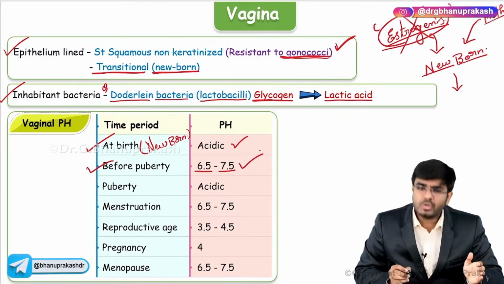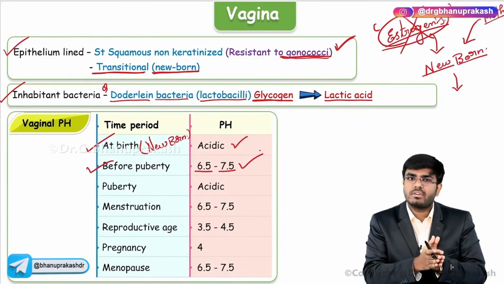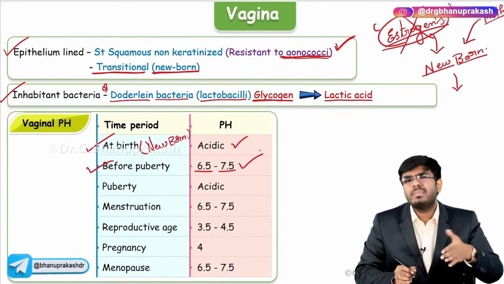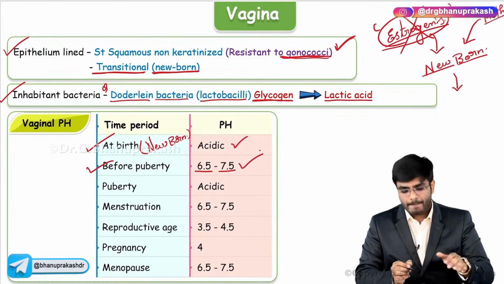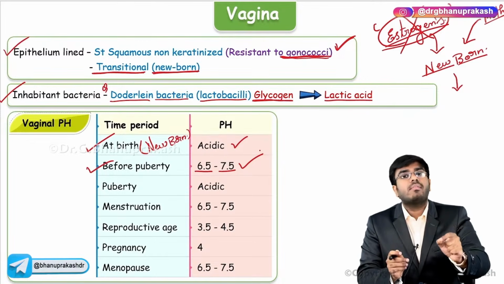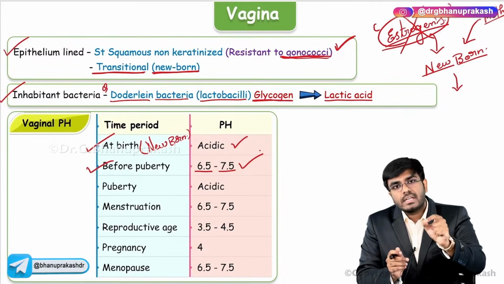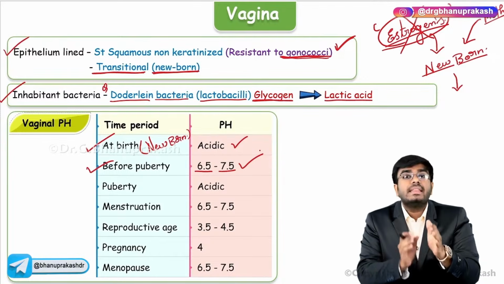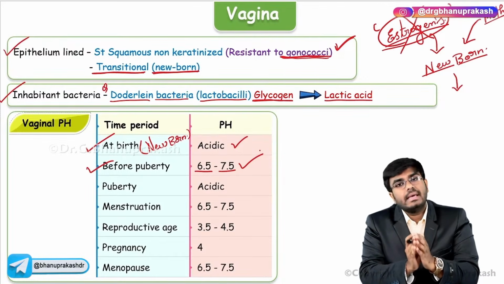See, 7 is neutral, 7.5 is basic, and 6.5 is almost basic, right? Now, what I am trying to put into your mind is that estrogens are very much important to maintain the vaginal flora. No estrogens, there will be an alkaline environment in the vagina.